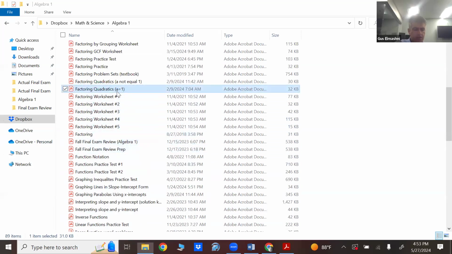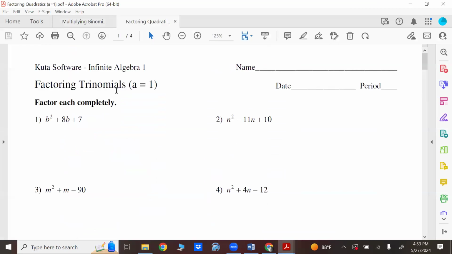Keep factoring. Factoring, so you just combine like terms. So how would I factor each completely? Well, number one's already in like the only form it can be factored in. Yeah, so how'd you do one? Well, I think that's already in the factored form.